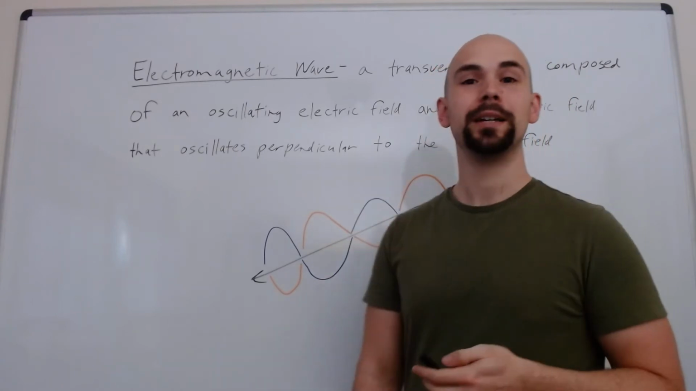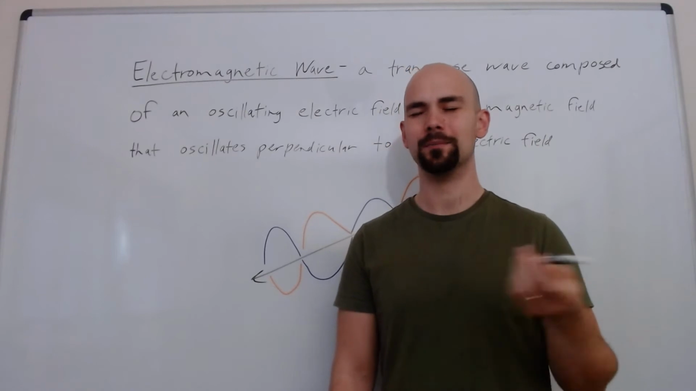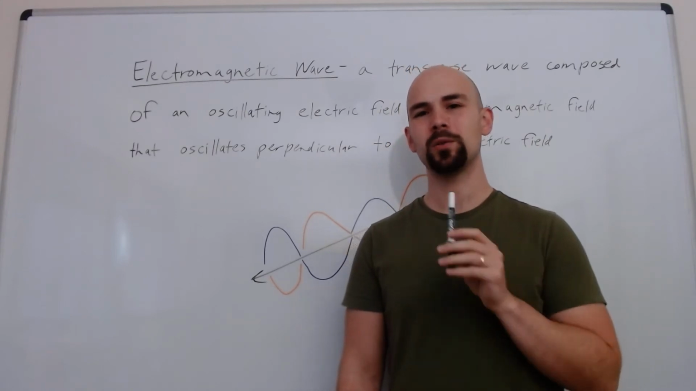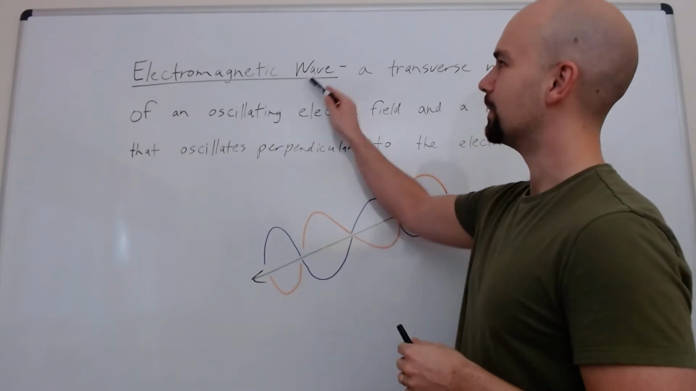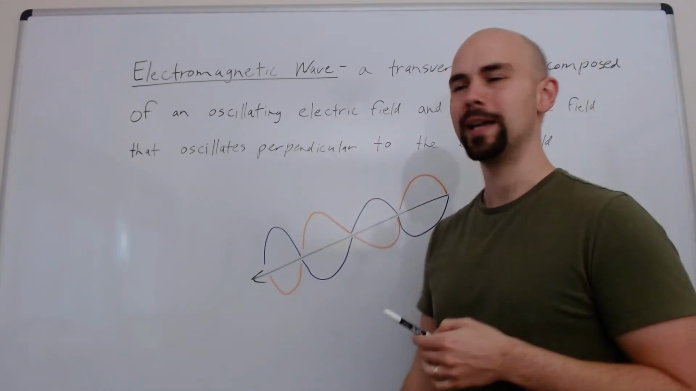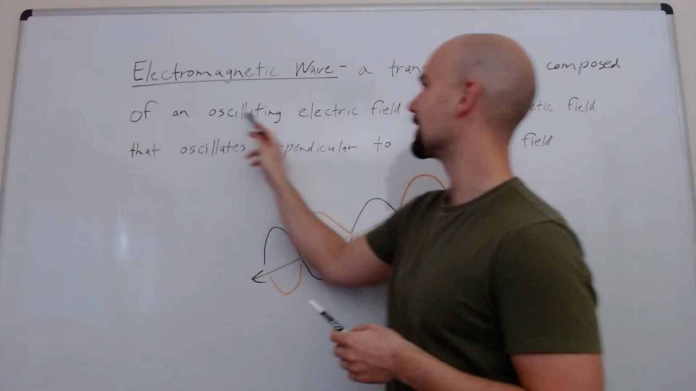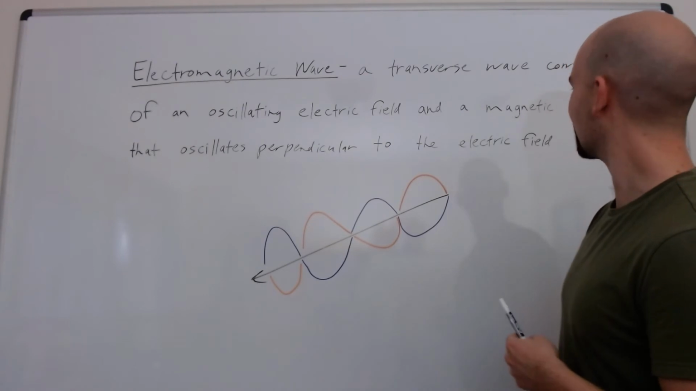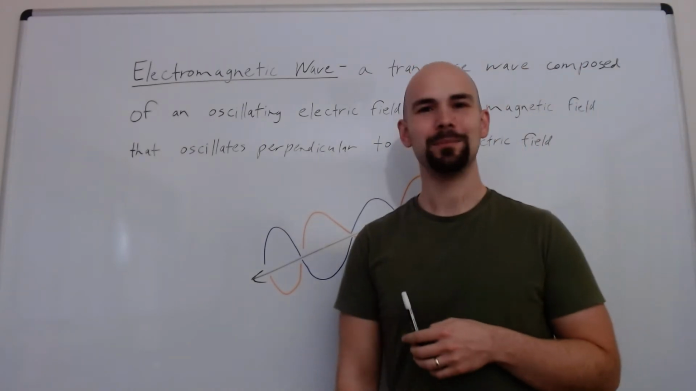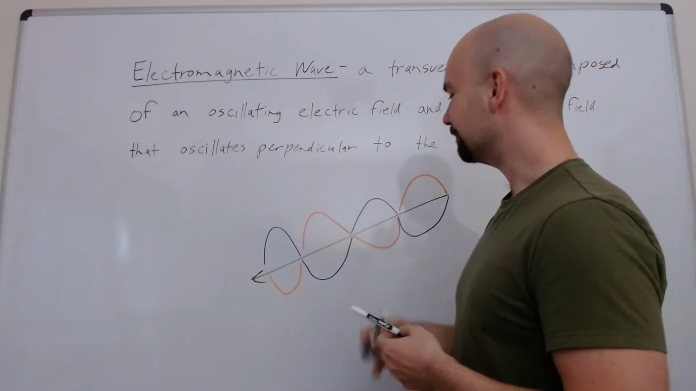So what type of wave is light? Is it a transverse wave, or is it a longitudinal wave? It's a special kind of transverse wave, and it's called an electromagnetic wave. An electromagnetic wave is a transverse wave composed of an oscillating electric field and a magnetic field that oscillates perpendicular to the electric field. So I'm sure that made a whole lot of sense to you. But we'll talk a little bit about what that means.